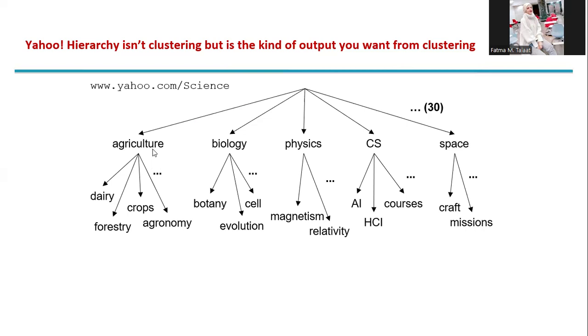طيب الكلاستر اللي اسمه agriculture ممكن يتقسم ل dairy، crops، agronomy، forestry. يعني دي أكتر من كلاسترز جوه الكلاستر دي. في كلاستر اسمها biology، جواها botany، cell evolution. في physics، في computer science مثلا جوا AI HCI courses وهكذا.